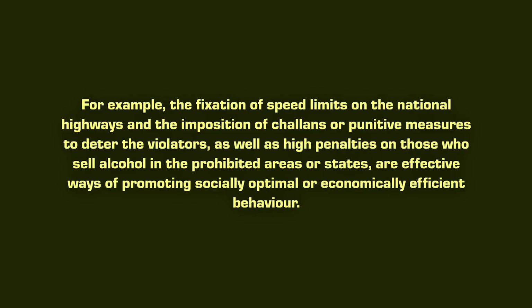to control unwanted behavior. For example, the fixation of speed limits on the national highways or the imposition of challans or punitive measures to deter the violators, as well as the high penalties on those who sell alcohol in the prohibited areas or states, are effective ways of promoting socially optimal or economically efficient behavior.